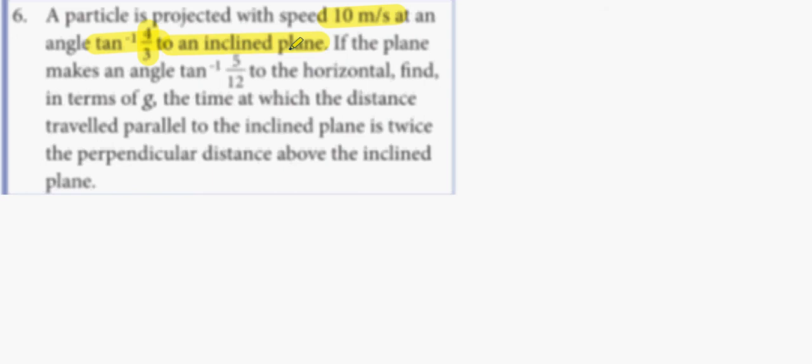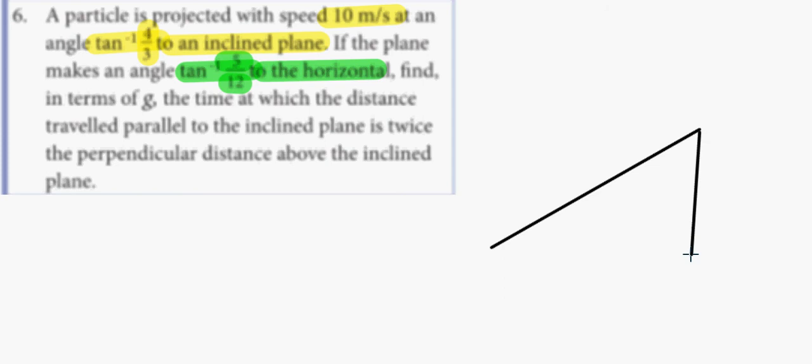The last one had an A minus B. If the plane makes an angle tan inverse 5 over 12 to the horizontal, find in terms of g the time at which the distance travelled parallel to the inclined plane... What does it mean by parallel to the inclined plane? If I drew a diagram of a standard projectile, it's just the standard Sx.